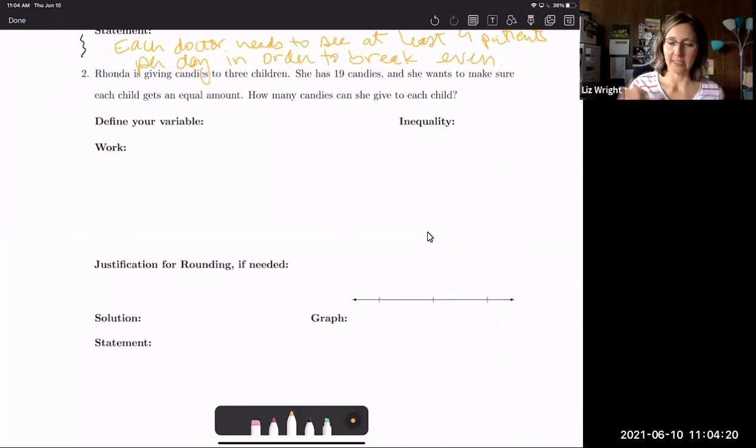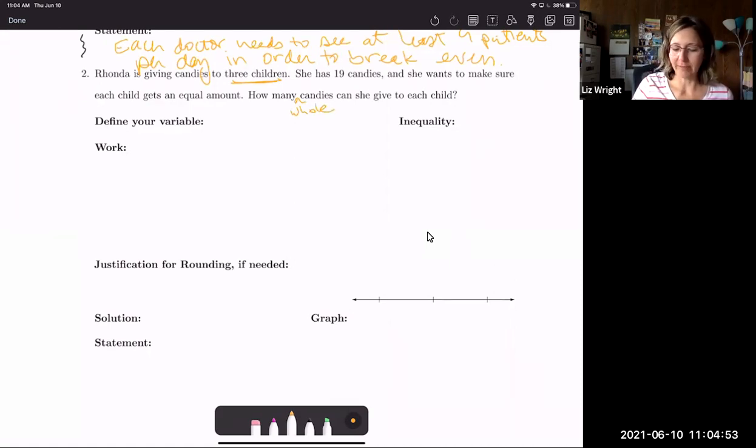Rhonda is giving candies to 3 different children. So we've got three kids. She has 19 candies and she wants to make sure that each child gets an equal amount. And it's not stated in the problem, but the candies that we were thinking about are like the candies that you're not going to be able to easily break into pieces or halves or quarters or anything like that. So how many whole candies can she give to each child? So I'm going to put this in here so it's very clear. How many whole candies can she give to each child?